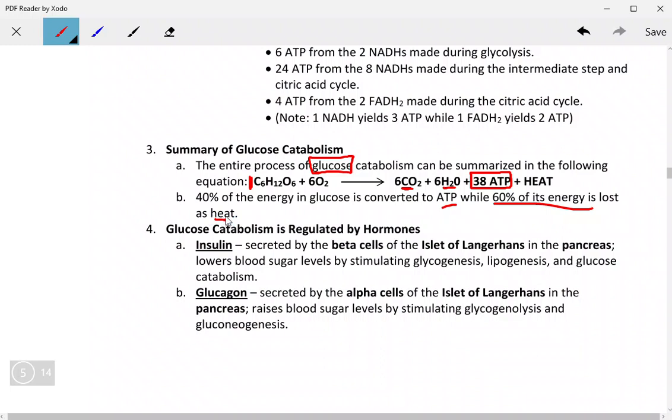So how do we regulate glucose catabolism? How do we do that? Well, we have two hormones that you need to know, and you're probably familiar with them already: insulin and glucagon. Insulin is produced by the pancreas, specifically the beta cells of the islets of Langerhans. You need to know this detail. And insulin is usually released by the pancreas when our blood sugar levels are low. When you have a low blood sugar level, your glucose level in your blood is very low.